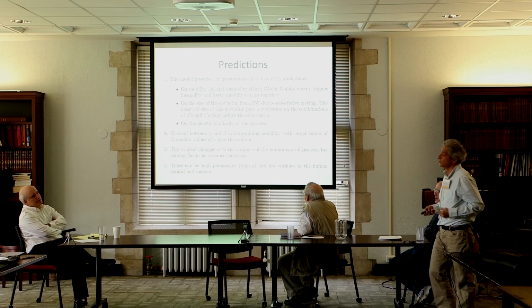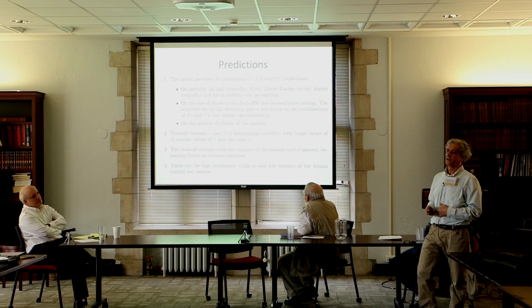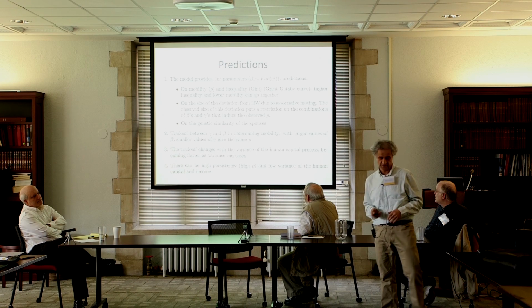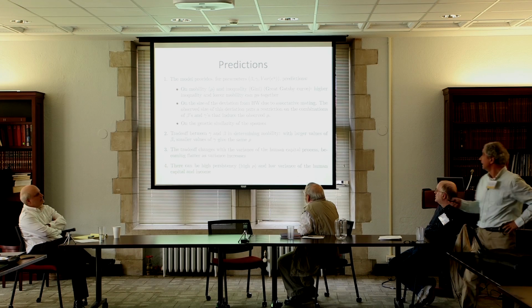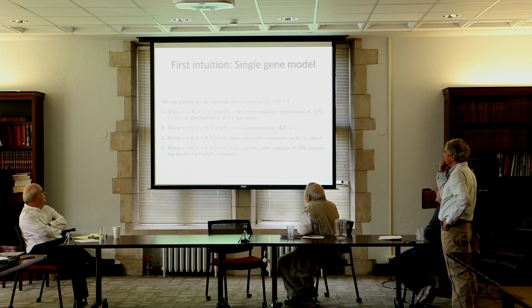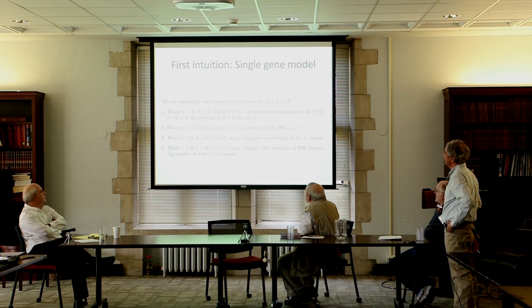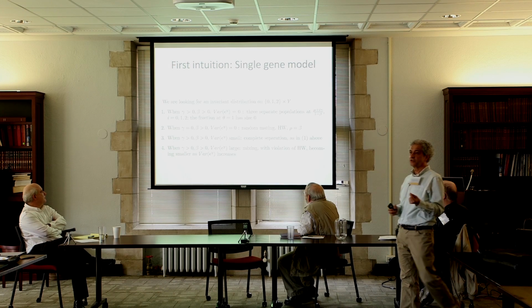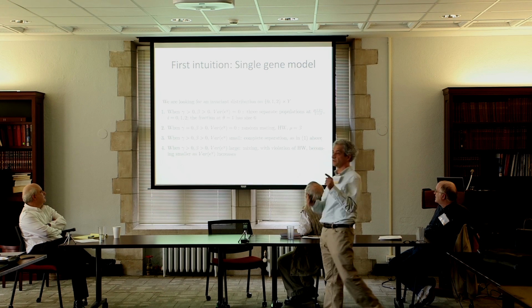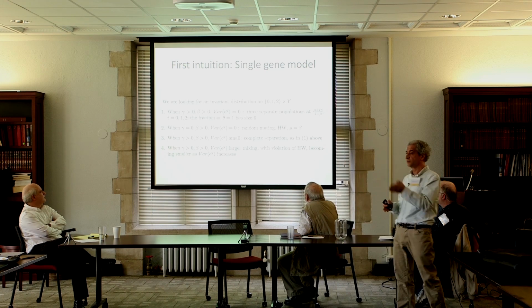Okay, so that's the predictions. We can make analytical and numerical simulation and test them in the data. That's what our plan is, 5 minutes. Okay, the logic is very simple and is already implicit in what Henry was presenting us. Look at the single gene and you see what is going on. Now you're looking for an invariant distribution on the product of 0, 1, 2 times y.